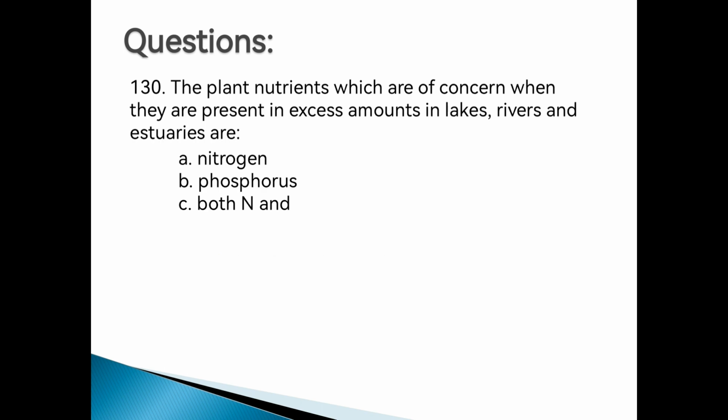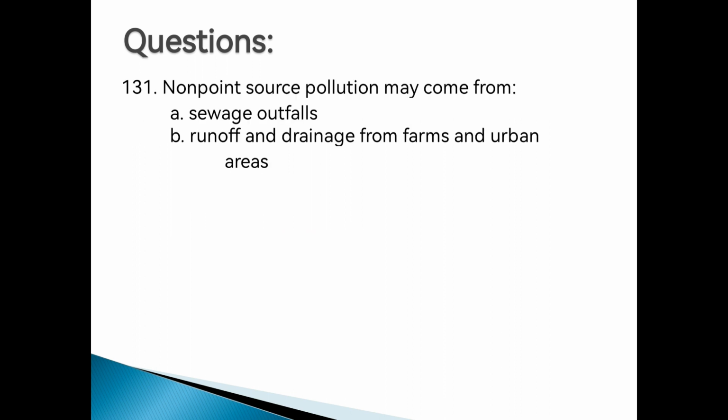Question 130. The plant nutrients which are of concern when they are present in excess amounts in lakes, rivers, and estuaries are A. Nitrogen, B. Phosphorus, C. Both nitrogen and phosphorus. The correct answer is C. Both nitrogen and phosphorus.